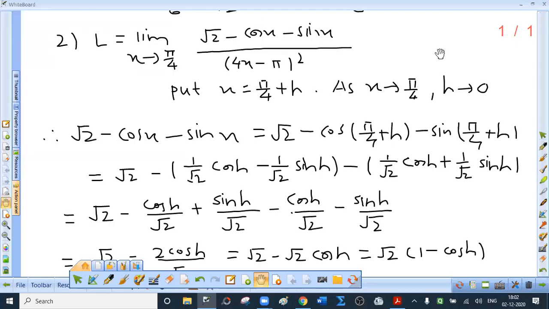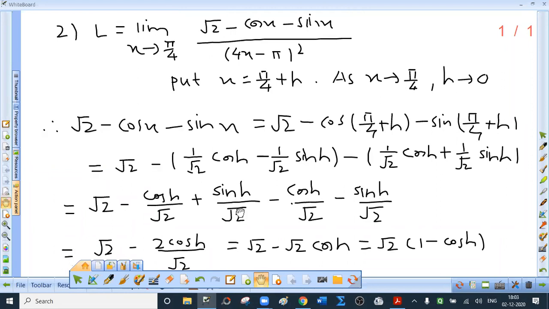Second, let L be the limit, x tends to pi by 4, (root 2 minus cos x minus sin x) upon (4x minus pi) square. Put x equal to pi by 4 plus h. As x tends to pi by 4, h will tend to 0. I will simplify this part separately. Substitute and simplify. Cos of alpha plus beta, sin of alpha plus beta: these formulae are to be used. Cos pi by 4 is 1 by root 2. Sin pi by 4 is 1 by root 2.